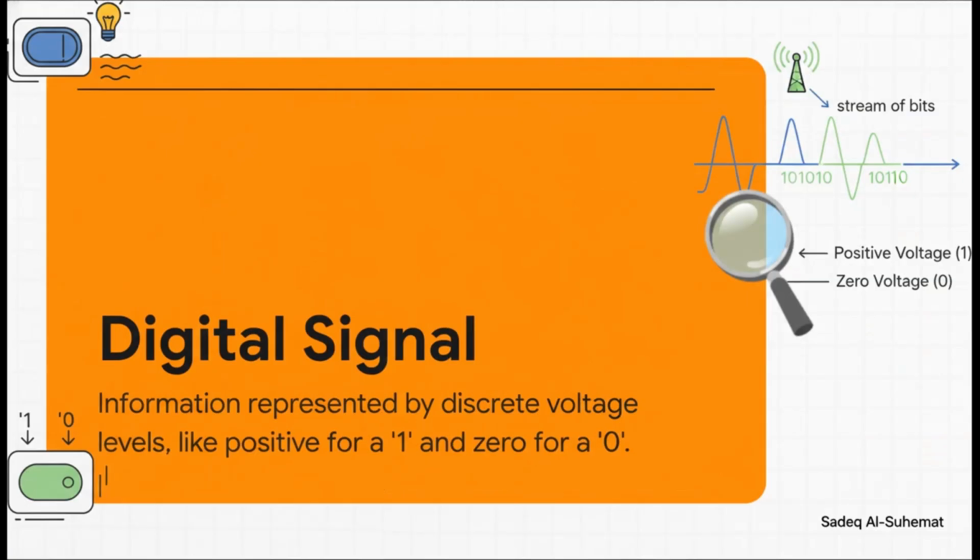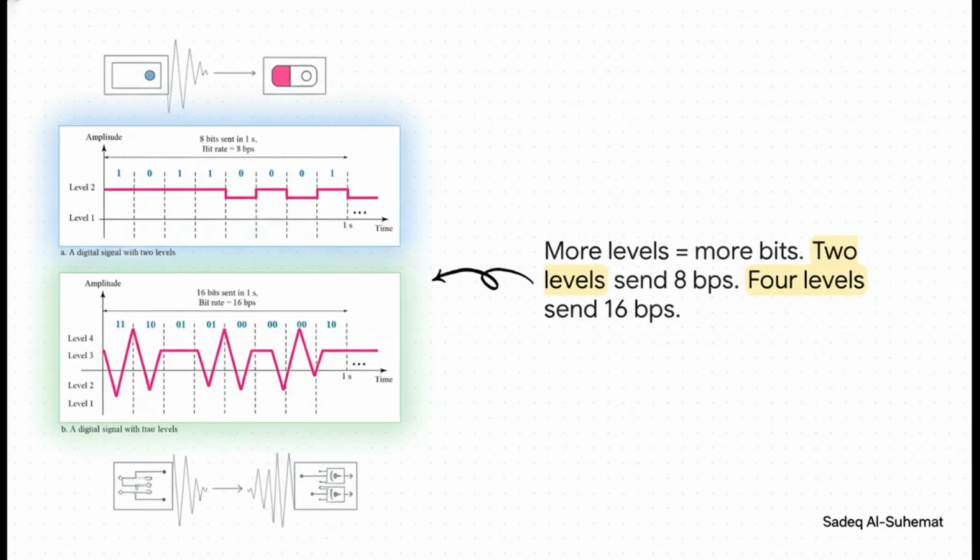So at its absolute core, a digital signal is incredibly simple. Seriously, just think of it like a light switch. We can say, okay, a positive voltage means 1 and 0 voltage means 0. And by flicking that voltage switch on and off really fast, we can send a whole stream of bits down the line. Okay, but this is where it gets really clever.